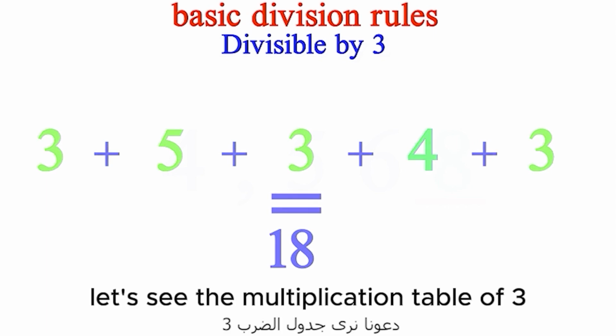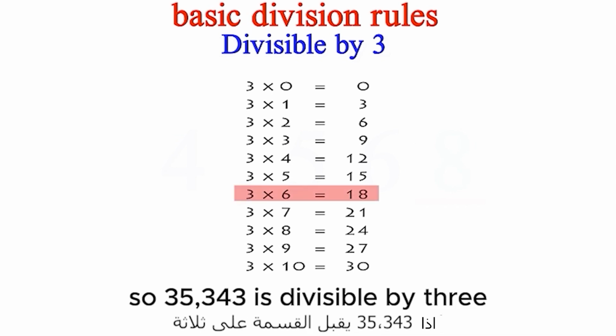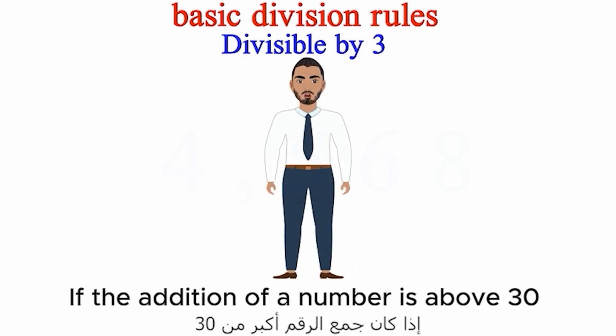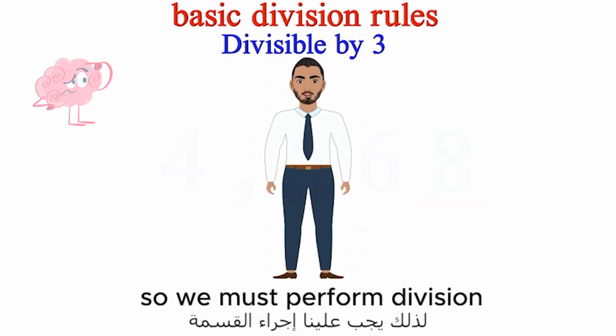Let's see the multiplication table of 3. 3 times 6 is 18, so 35,343 is divisible by 3. If the sum of the digits is above 30, we cannot find it in the 3 multiplication table, so we must perform division.